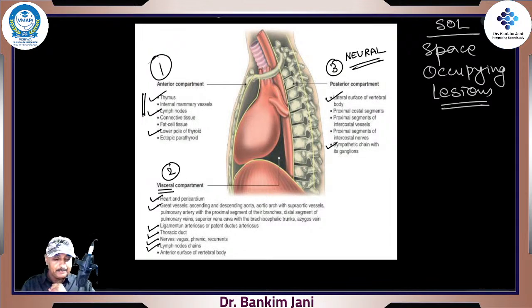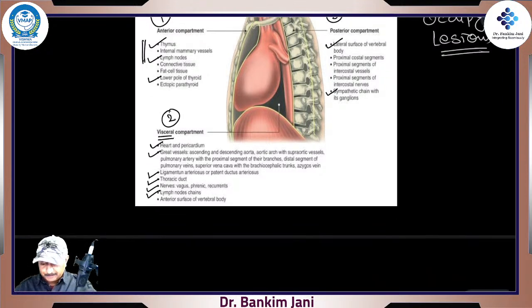Regarding the in between, heart. So anything related to the heart, the pericardium, those vessels, all of them are related to the visceral compartment, and in the anterior, thymus and lymph nodes. That's what we see. Just remember this much, and you have learnt almost the complete mediastinum and its associations, right?